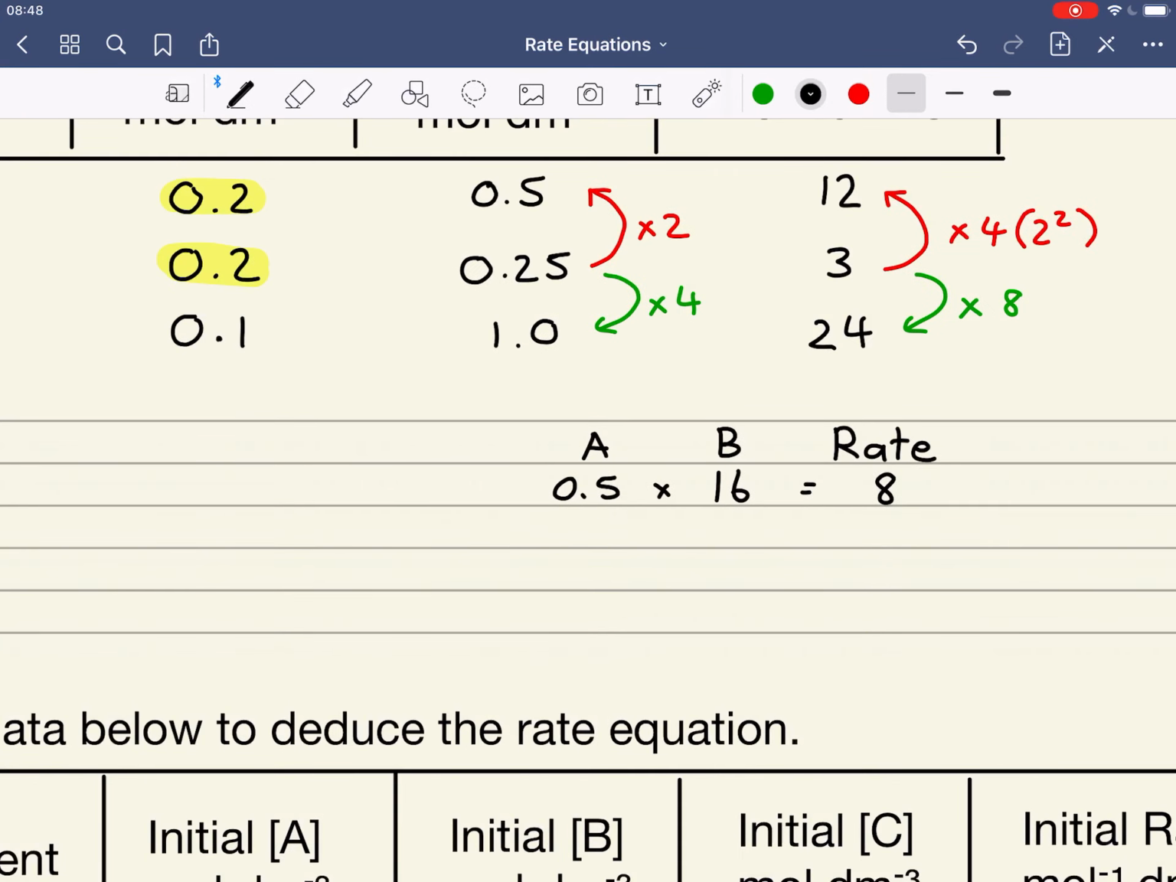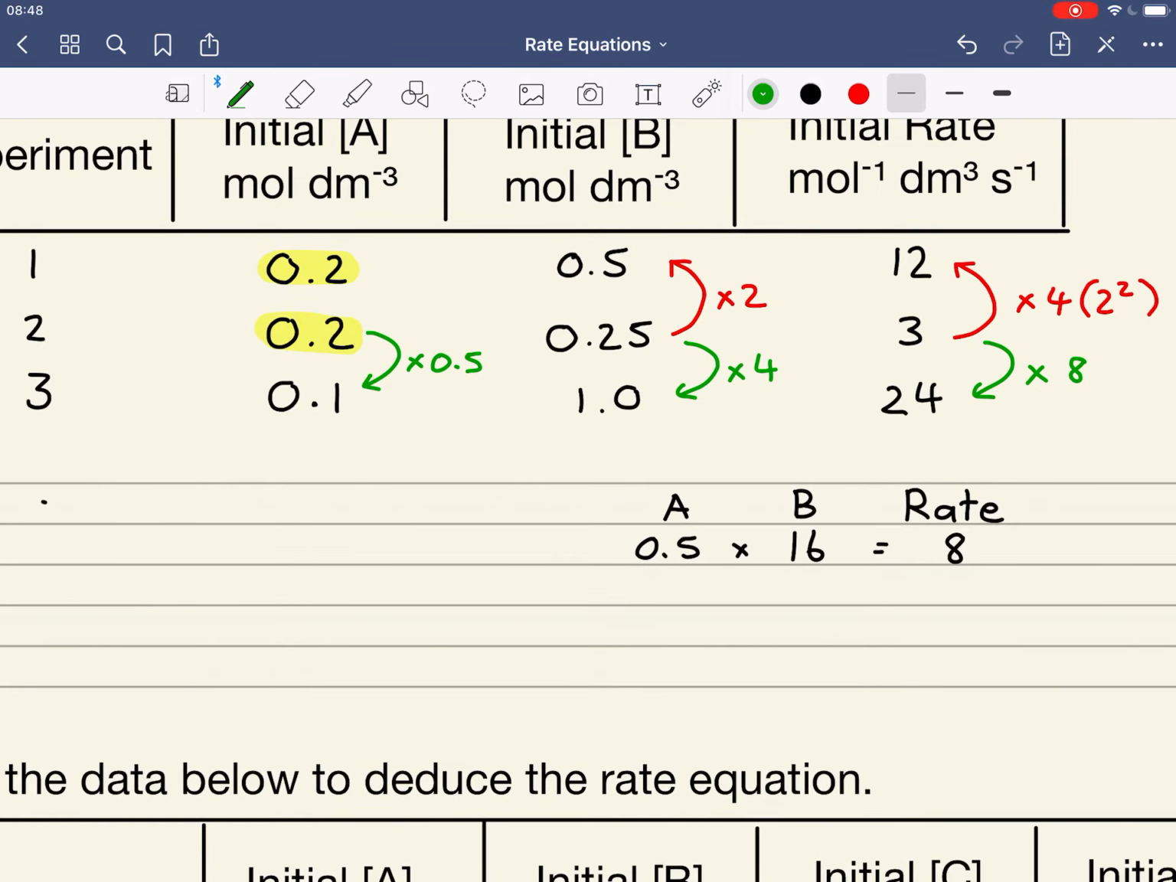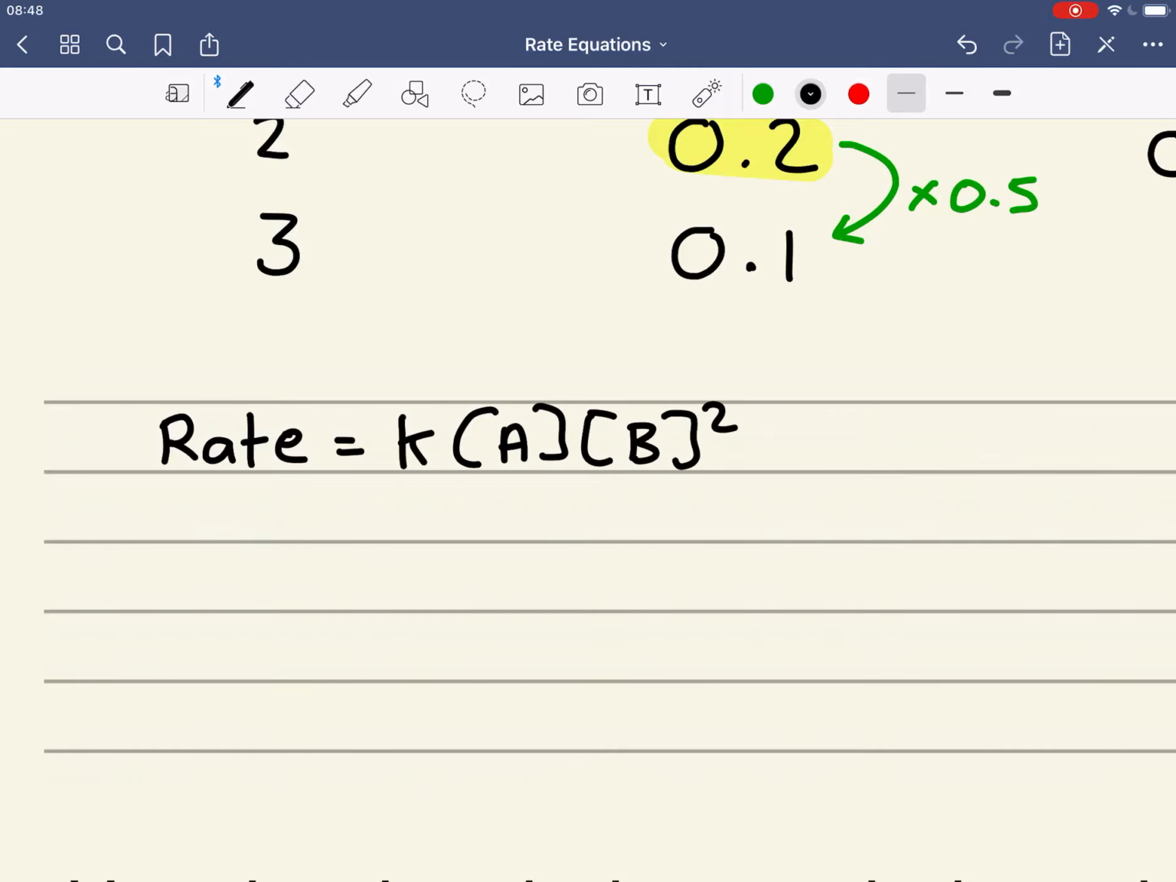Okay. And if we look at how the concentration of A has changed in experiments 2 to 3, again, it's gone down by a factor of 2, and that's caused the rate to go down by a factor of 2 as well. So it's first order with respect to A. So rate is equal to k[A][B] squared.